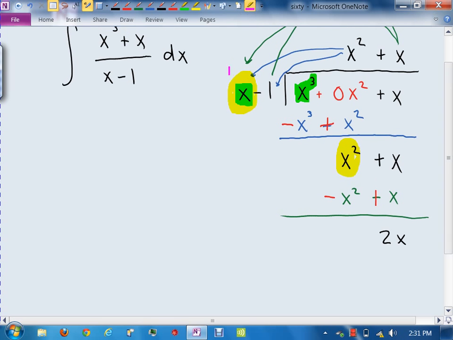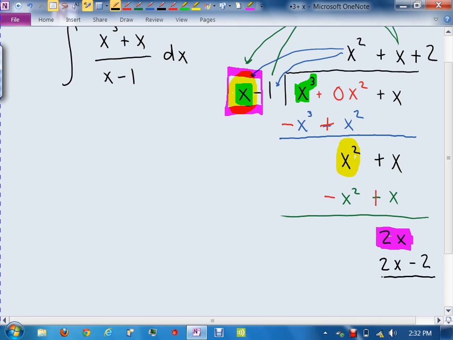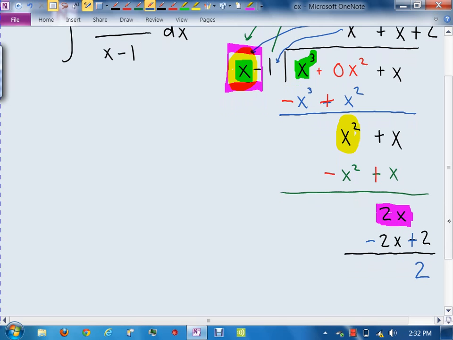And then you play the game one last time. What do I multiply x by to get 2x? A 2. So I put plus 2 up there. And it goes in and you multiply through, and what would you get? 2x minus 2. Subtract this, which turns it into minus and then plus. And so what are you left with as a remainder here? 2, right? Now, you're going to have to Google long division if it's been too long for you.